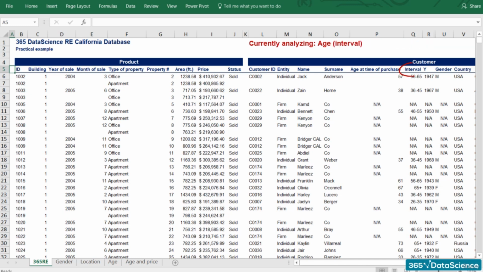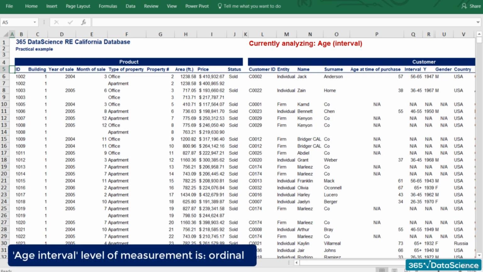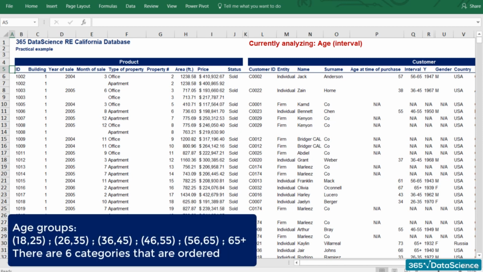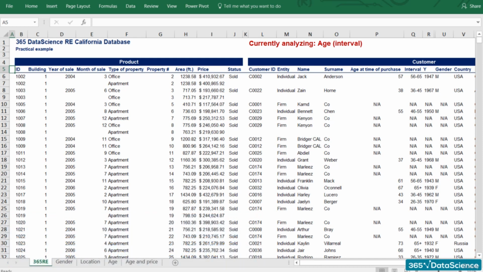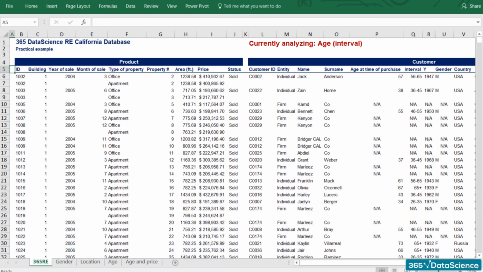The next variable we have is age interval. This is yet another way to represent age. Once again, it is either continuous or discrete, as we are talking about the same variable. This time, though, the level of measurement is ordinal instead of ratio. The age groups represent different categories that are ordered but are not numerical. This serves to show that the same variable can have different levels of measurement within the same database. All right, let's move on.